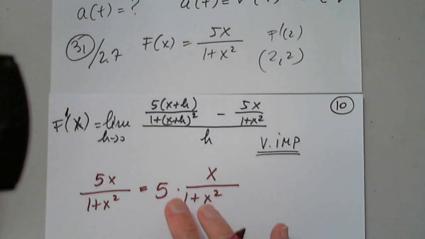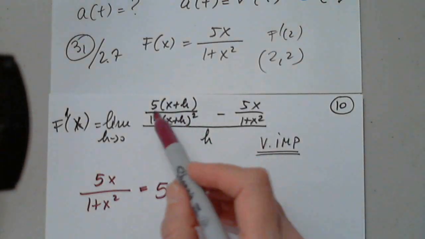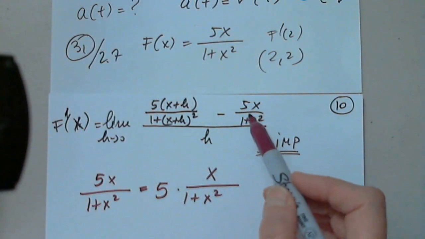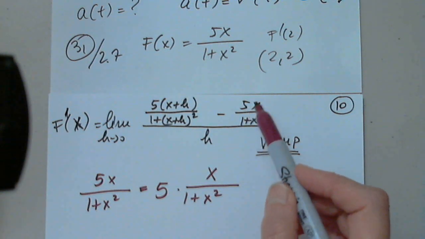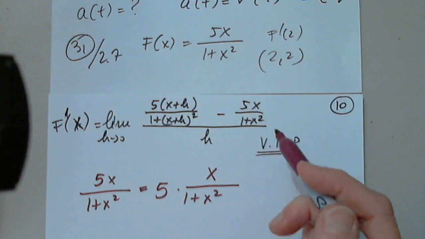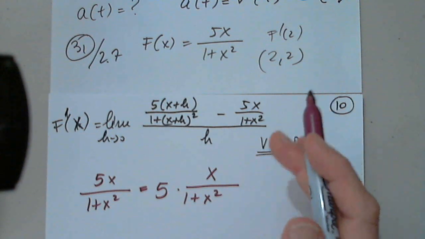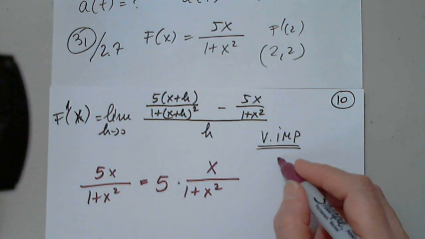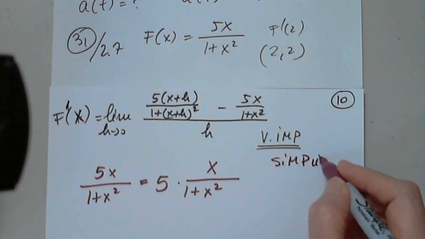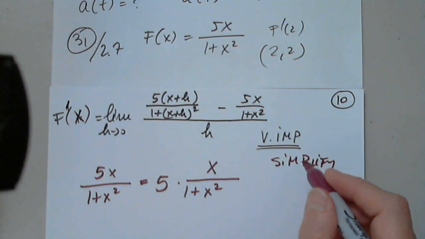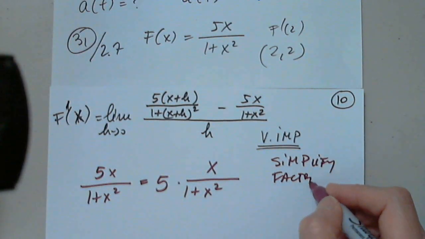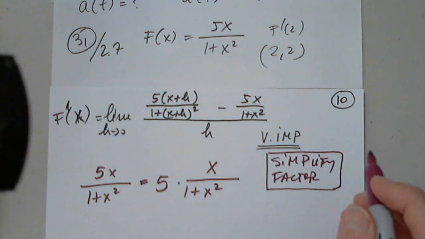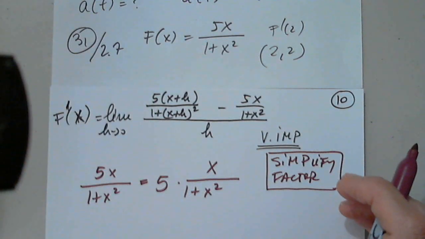Why am I emphasizing this here? Because I don't want to have the 5 inside. It will make my life more difficult. Can you? Yes, of course. Will you get the same answer? Yes, of course. But I always try to teach my students to always simplify anything you are given and factor. So these two concepts should always be in the back of your minds, always.